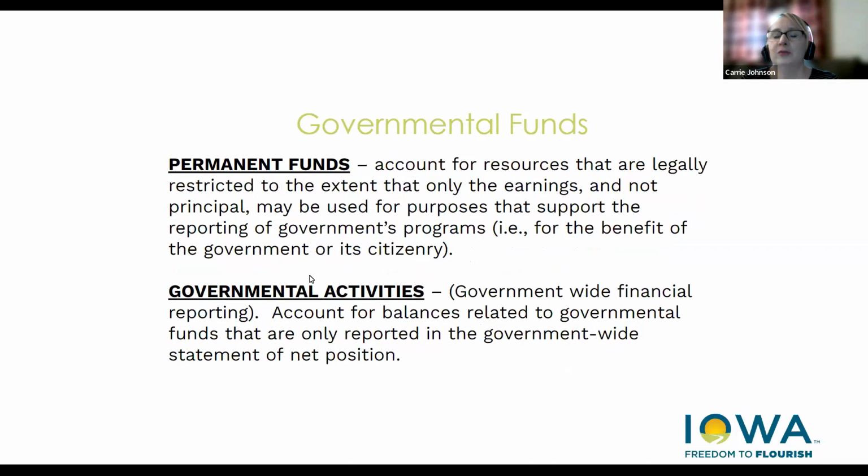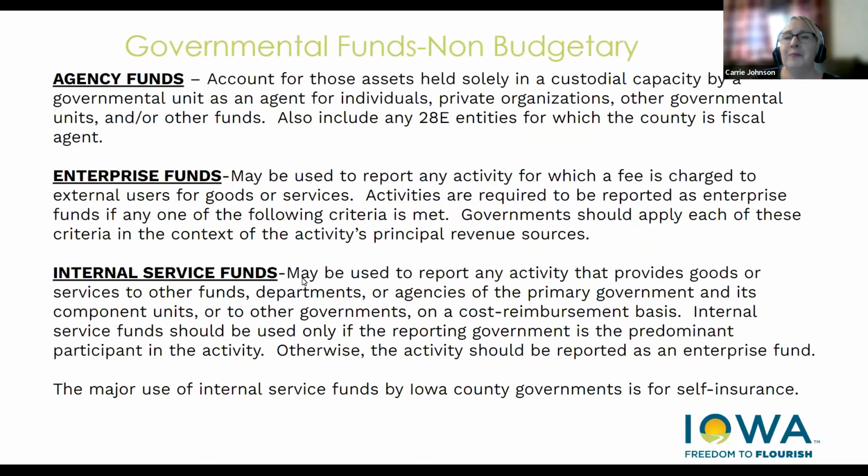Permanent funds are for those resources that are legally restricted in that the actual balance itself is not spent. It's only the interest that's earned on that particular account. The best example I can think of, and it's more of a city example, frankly, is certain cemeteries, where only the upkeep is paid, perpetual care, that's the word. The upkeep is paid by the interest earned on the account. So that's an example of a permanent fund. Governmental activities, that's balances related to governmental funds that are not reported, that are only reported in the government-wide statement of net position. So that's sort of an accounting term and structure there. So those are our budgetary funds.